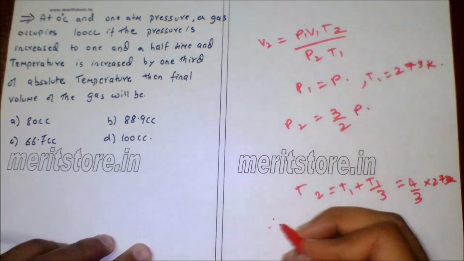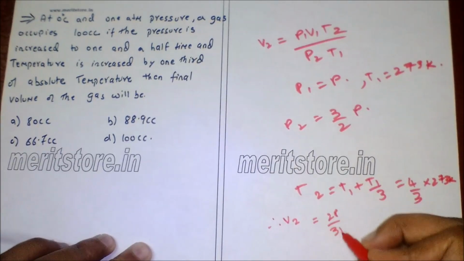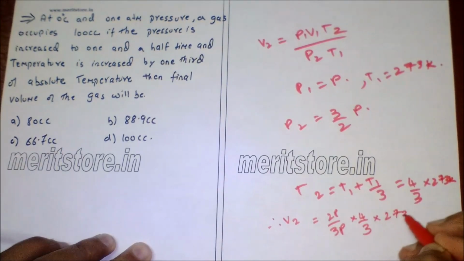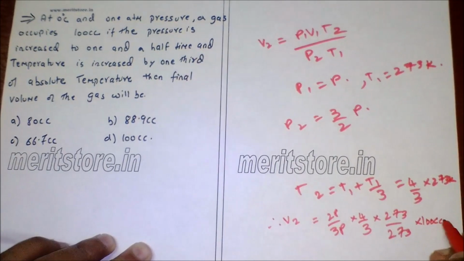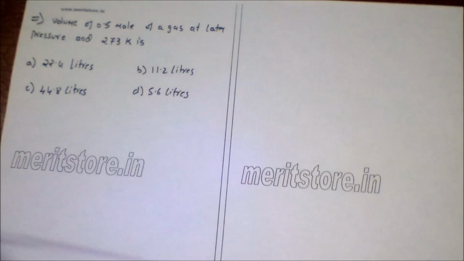So volume V2 is equal to 2P upon 3P into 4 by 3 into 273, which is the temperature, into 100 cc. So on solving, this comes out to be 88.88 cc, so 88.9. Option B is the correct answer.